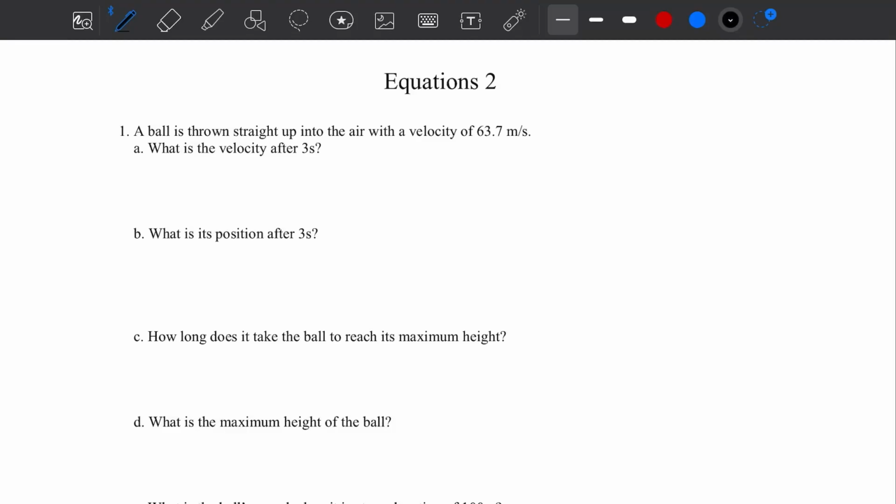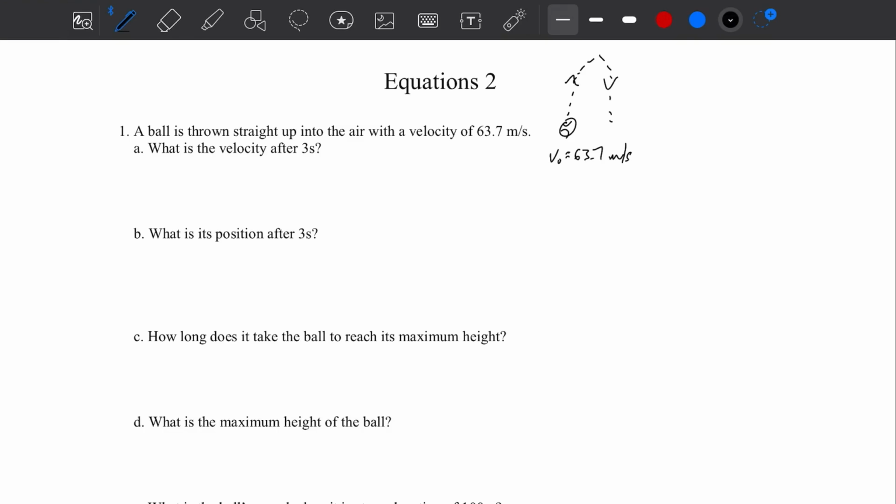A ball is thrown straight up in the air with a velocity of 63.7 meters per second. So let's start with a diagram. We've got a little illustration of a ball going up into the air, so we can see what we have and what we know. We know the initial velocity is 63.7. It's positive and the direction is up, meaning anything down will be negative.